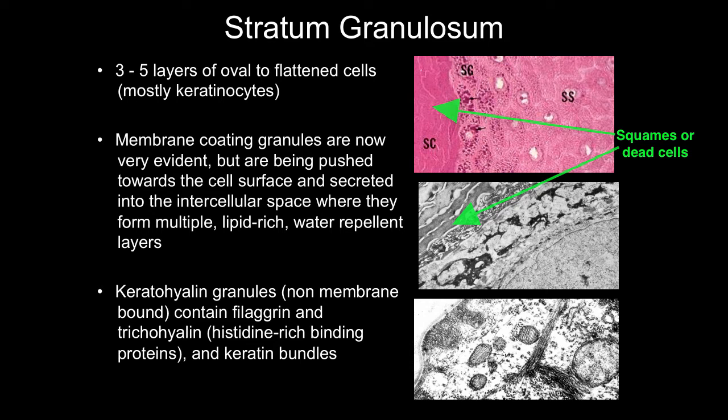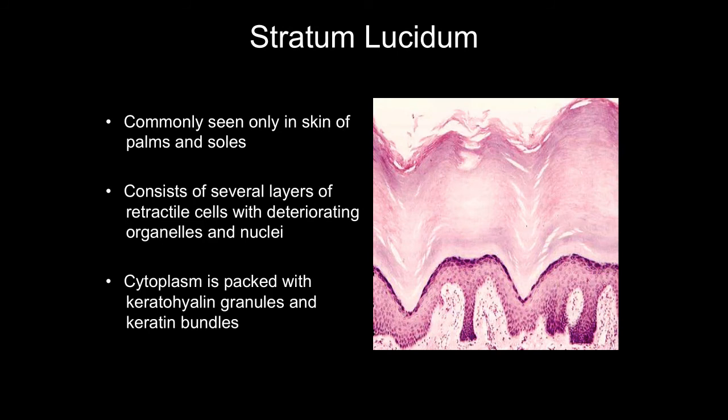There are also keratin granules, which are non-membrane bound, which contain histidine-rich proteins like filaggrin and trichohyalin, and these are involved in holding keratin bundles together. The stratum lucidum is commonly seen only in thick portions of the palms and soles, and so the stratum lucidum would be an area right like this, part of the stratum corneum, right near the epidermis. This consists of several cell layers that are refractile. The cells in the stratum lucidum are going to have deteriorating organelles and nuclei. The cells are going to be packed with keratinocyte granules and keratin bundles.